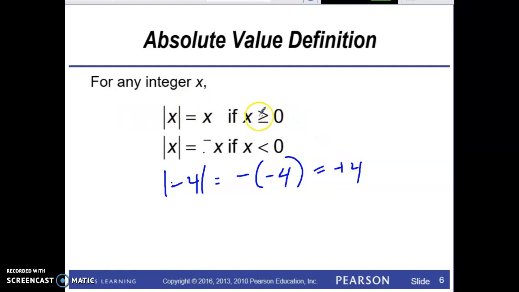On the top line, x is greater than or equal to 0, x is already non-negative, so therefore it is just itself. I don't need to change it from what it was before because it is already non-negative. In this case, the x value itself is negative, so I need to take the opposite of it to become something positive. So mathematically, this is what the definition of absolute value looks like.